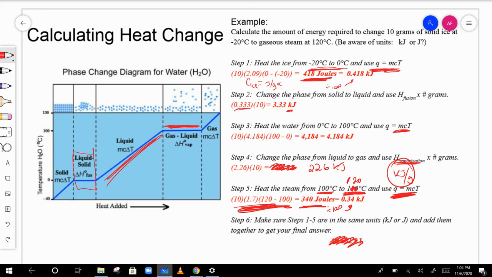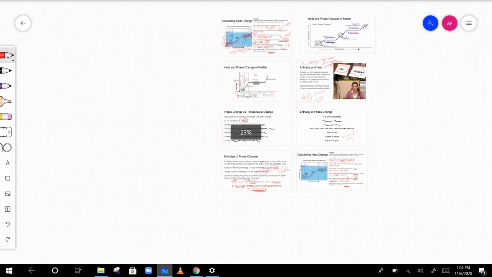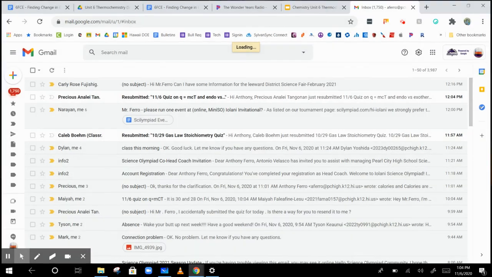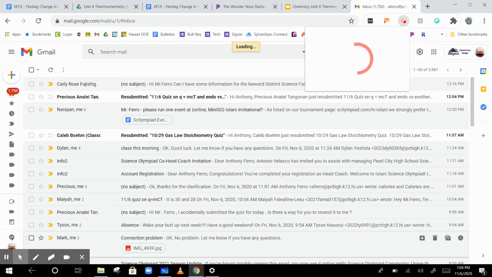Okay, hopefully that helps. The worksheet also kind of walks you through that as well. So try to do it the best you can. If you have any questions, make sure you come with them to class on Tuesday. Okay, that is it.